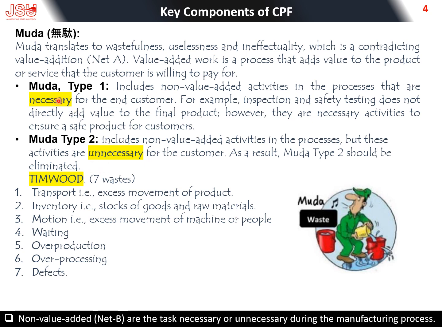So the big difference between Type 1 and Type 2 is that MUDA Type 1 is necessary, where MUDA Type 2 is unnecessary. Under MUDA Type 2, we have identified 7 ways. The acronym for these is TEAMWOOD, which is easier to remember. So the first one is transport. The second one is inventory. We have motion, waiting time, overproduction, overprocessing, and defects. Non-value added, net B, are the tasks necessary or unnecessary during the manufacturing process.